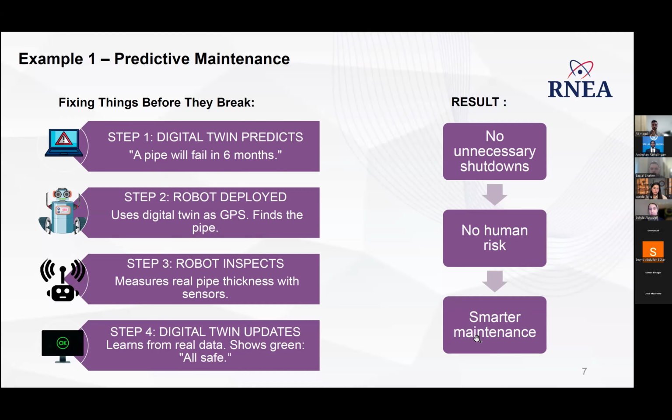If the pipe is fine, the digital twin updates its model and learns that it was wrong. If the pipe really was weak, we know exactly when to shut down for repair. No one has to guess anything, no unnecessary risk, just smart maintenance. So in the next slide, you will see the second example.